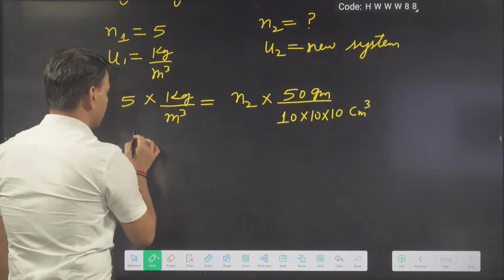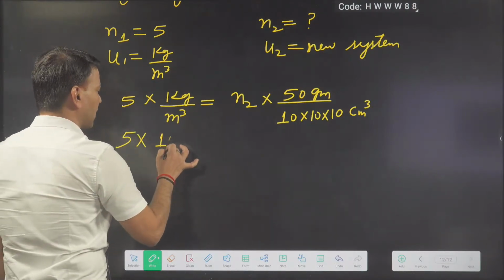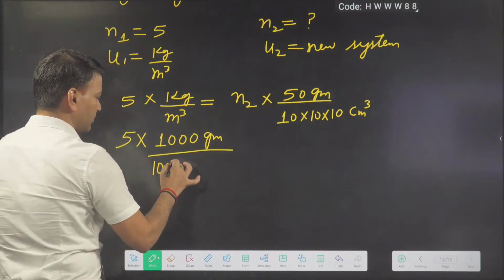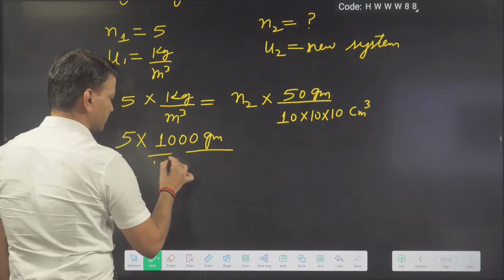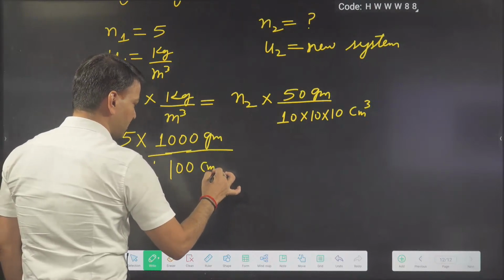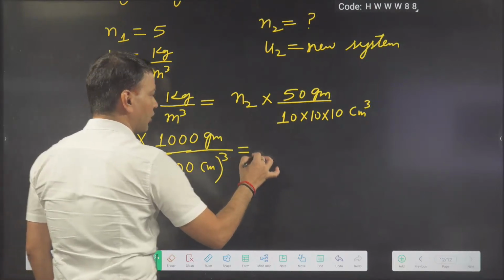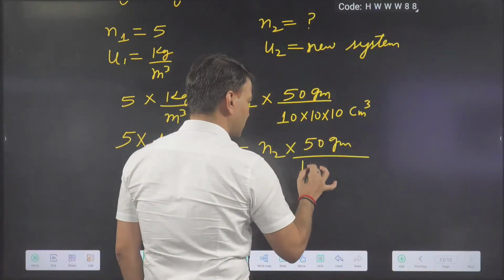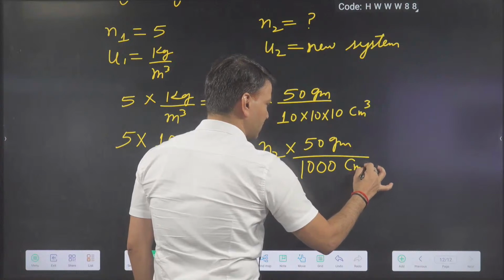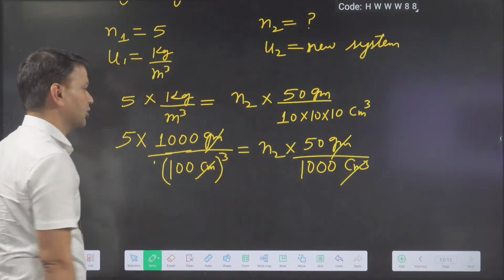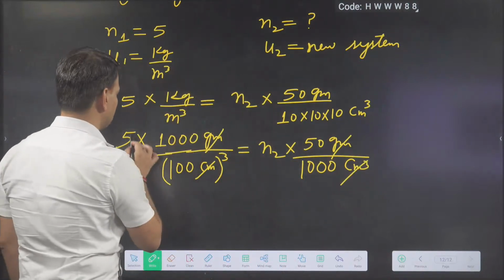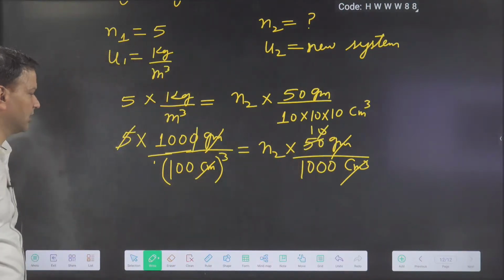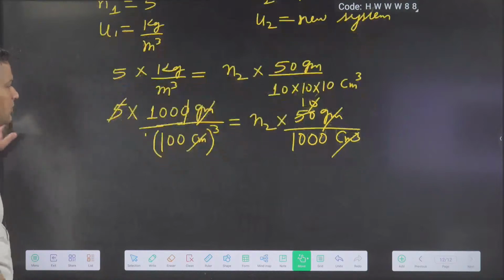Now 5 kg I can write as 5000 gram, and meter I can write as 100 centimeter whole cube. That is equal to N2 into 50 gram upon 1000 centimeter cube. Now gram and centimeter cube cancel out. Now here this 5, this becomes 10, 10 10 cancel out. Here 100 cancel out. So what do we get here? N2 value.